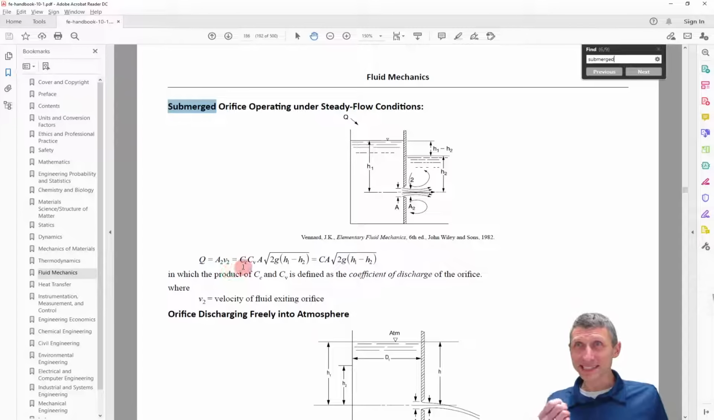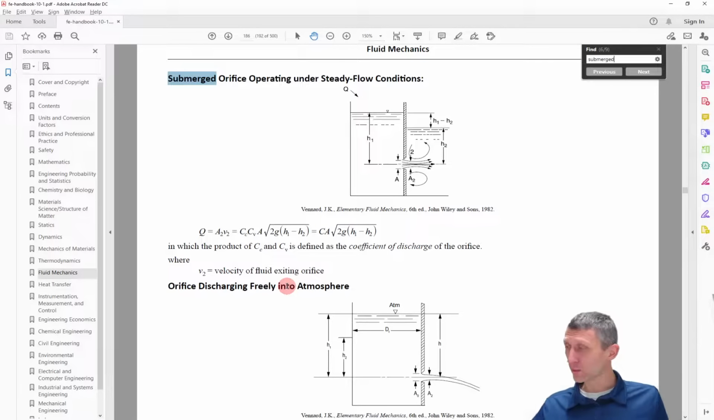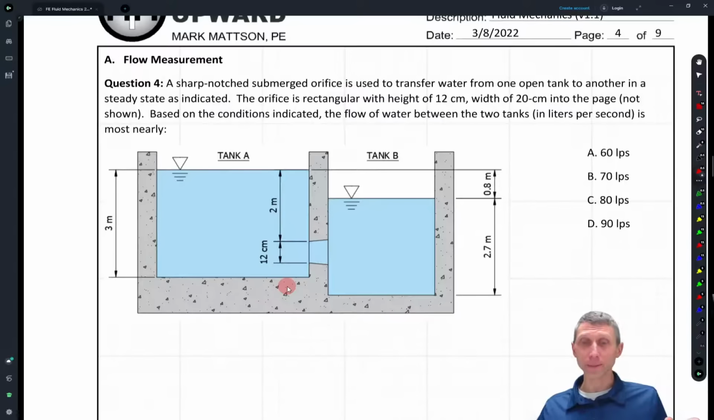But then we get these Cc and Cv, and this is where we go back to the problem and we just pray that they're in there. And they're not there, right? So what does that tell you? It tells you either you have to make something up and hope that you guessed exactly right, or they're in the reference handbook. So the good news is these are in the reference handbook.